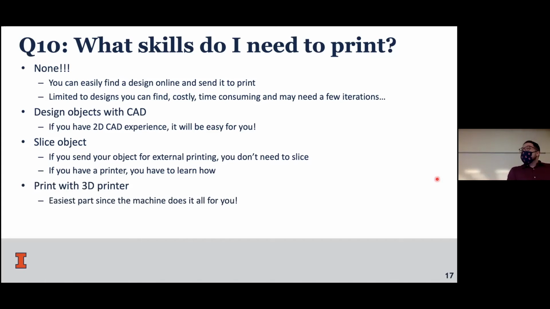The printing itself is the easiest part. You upload your file, your code, inside the machine. It's actually a text code of all the coordinates of where the printer needs to go. And you press play and it prints. And hopefully you did a good design, and it doesn't crash or fail. But that's the easiest part of all 3D printing, the print itself.